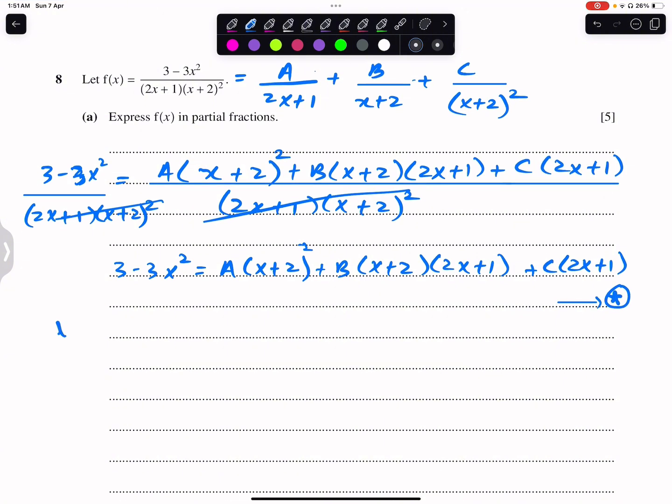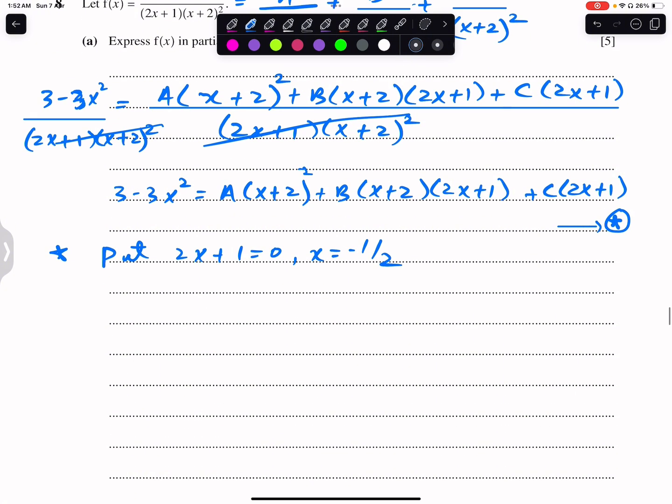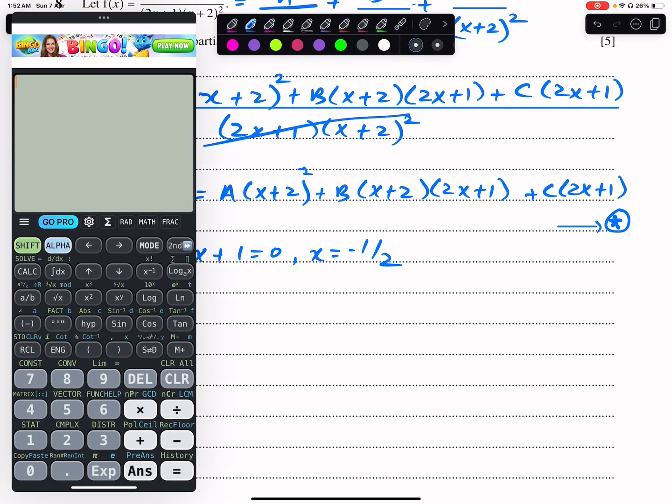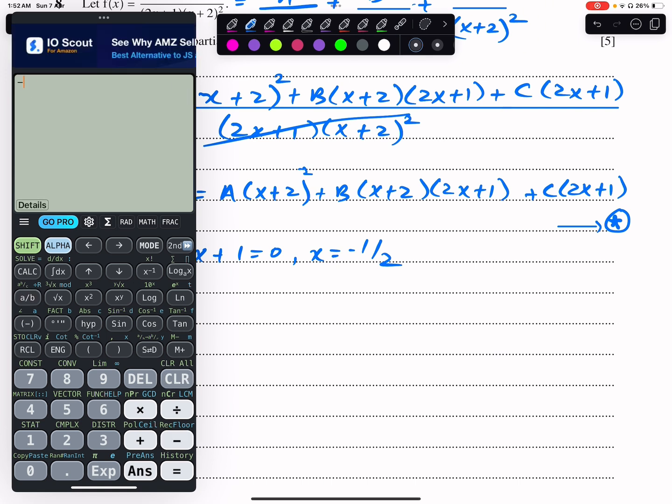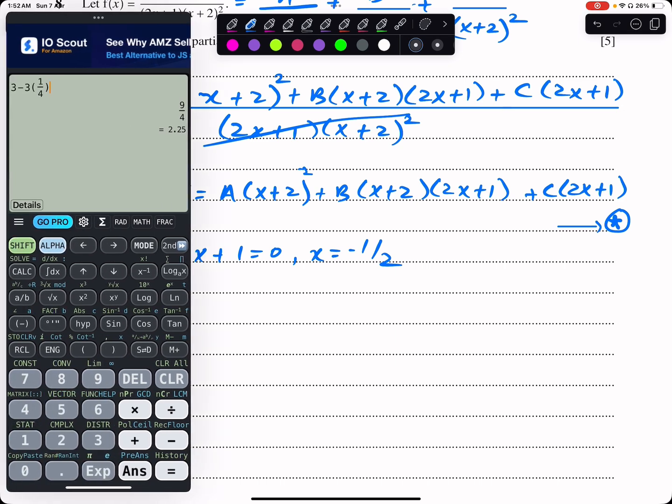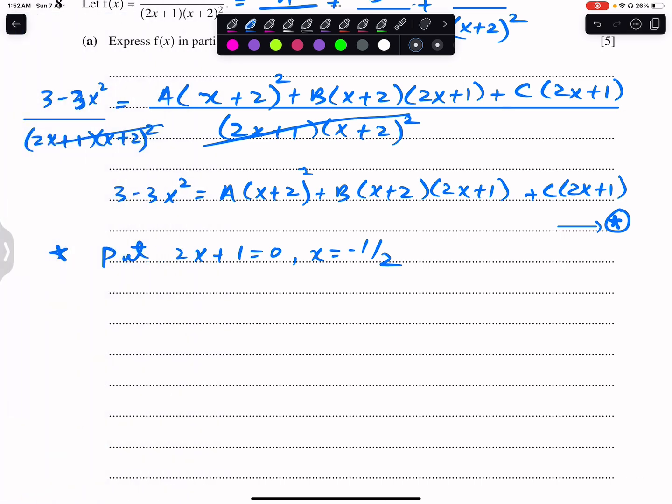Now put 2x plus 1 equals to 0. That will give you x equals minus 1 over 2. So the left side will become simply 3 minus 3 times 1 over 4, because here we have the square of x, so that will be 9 by 4. Do not write in decimal.